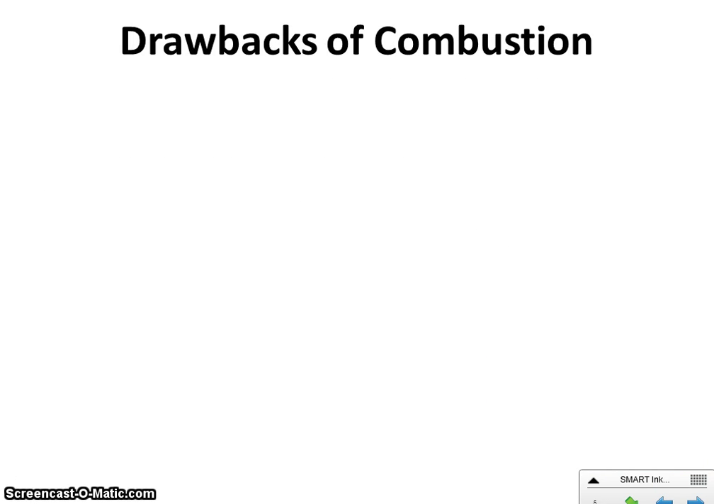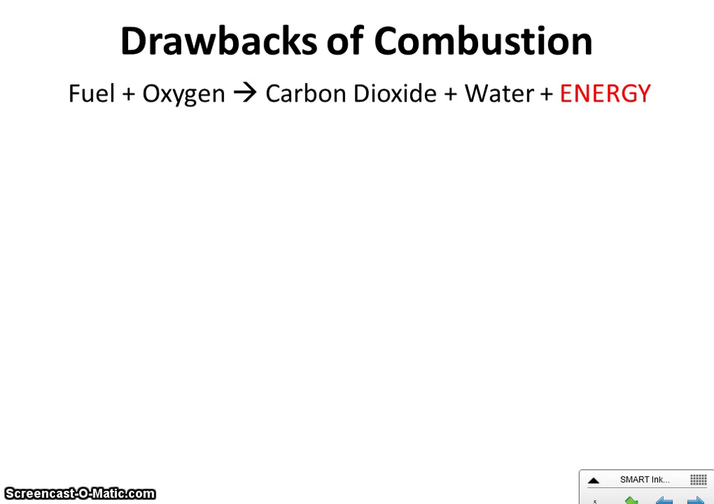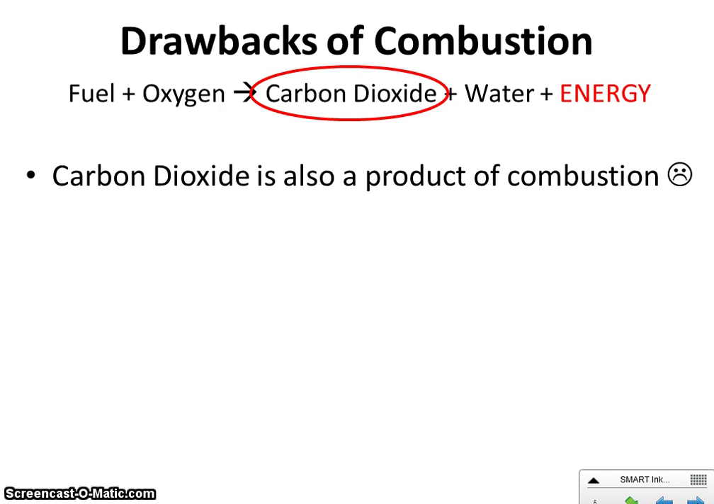Now, there are some drawbacks of combustion reactions as well. I'll remind you of the combustion reaction: you have fuel and oxygen combined to start your reaction, and then you're going to produce carbon dioxide, water, and energy. Well, actually, one of those products, that carbon dioxide, is not really a good thing for us to be releasing into our air. So a drawback of combustion is that it produces that carbon dioxide. And as we learned in our last unit, the more carbon dioxide that builds up in our atmosphere, the more energy gets trapped in our atmosphere, the warmer Earth becomes, and then it starts to create a lot of problems for us.